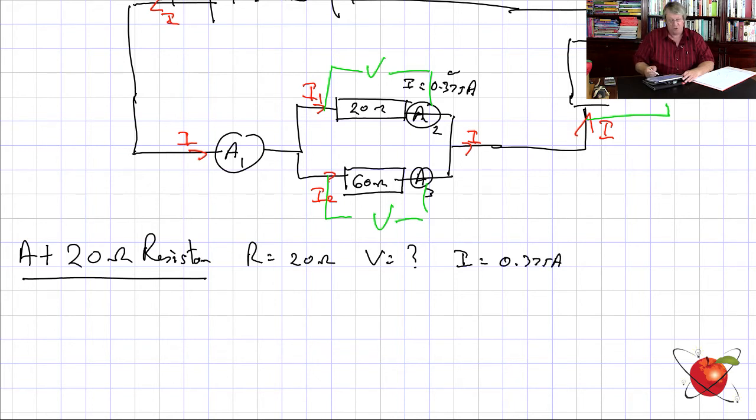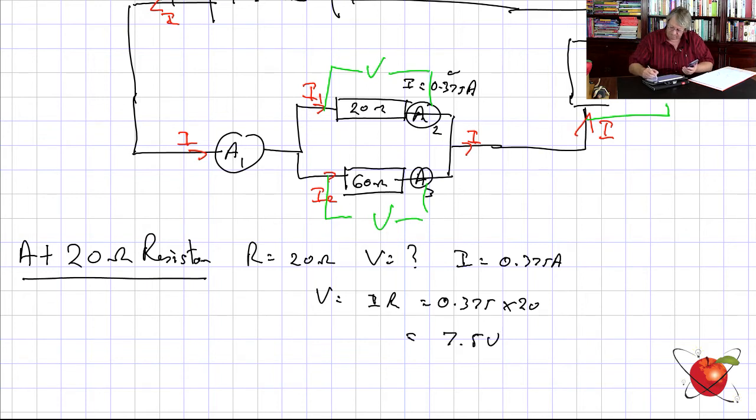Right, we know 2 out of 3. Therefore, V equals IR. V is therefore going to be 0.375 times 20, which equals 7.5 volts. Now what do we do? The step is to go back to the diagram and put in voltage equals 7.5 volts. Now what else? Let's go to the next one.